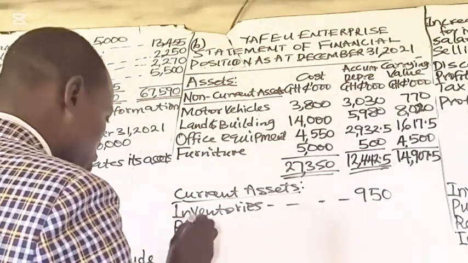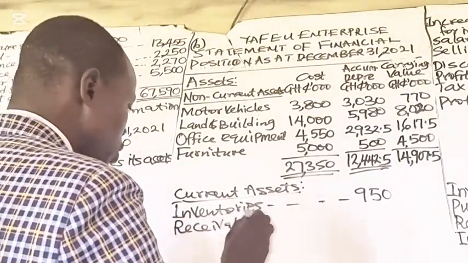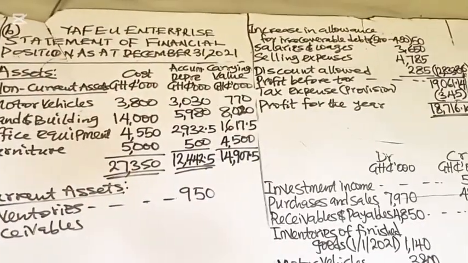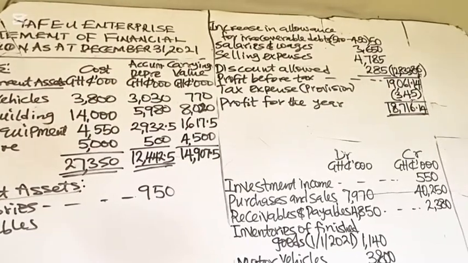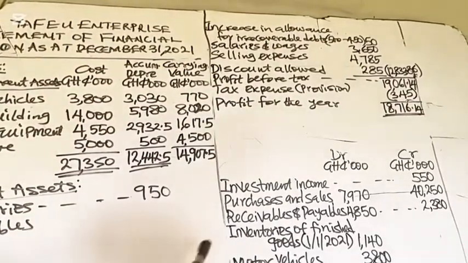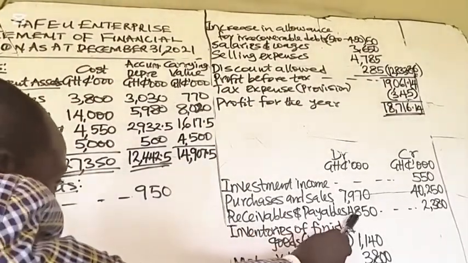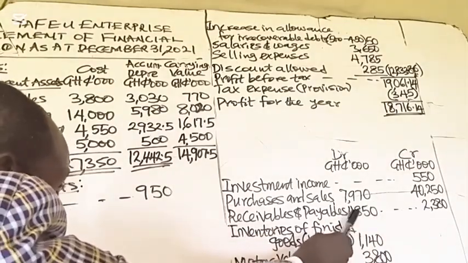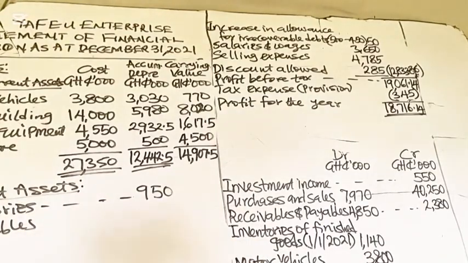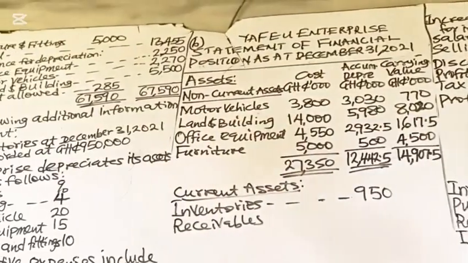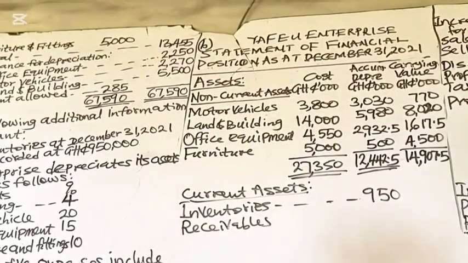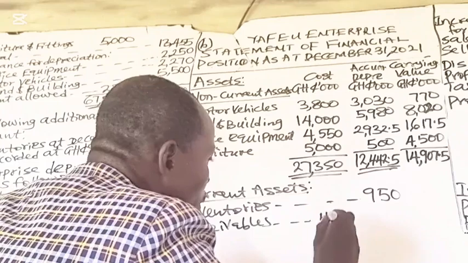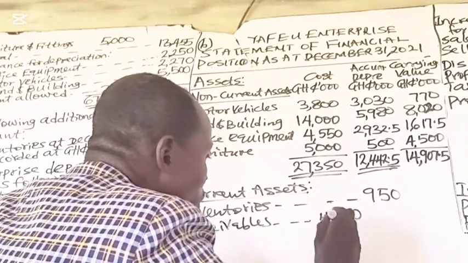Then after inventories, we have trade receivables. Receivables is the amount given in the trial balance. In the trial balance you have receivables and payables. The receivables is 4,850, while the 2,380 is payables. So our receivable is 4,850. Then if you look at the last note, let me first of all record that our receivable is 4,850.